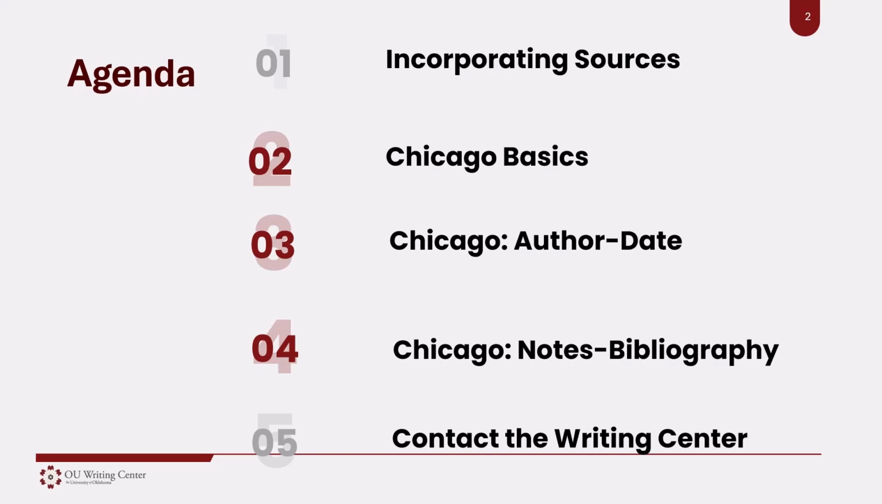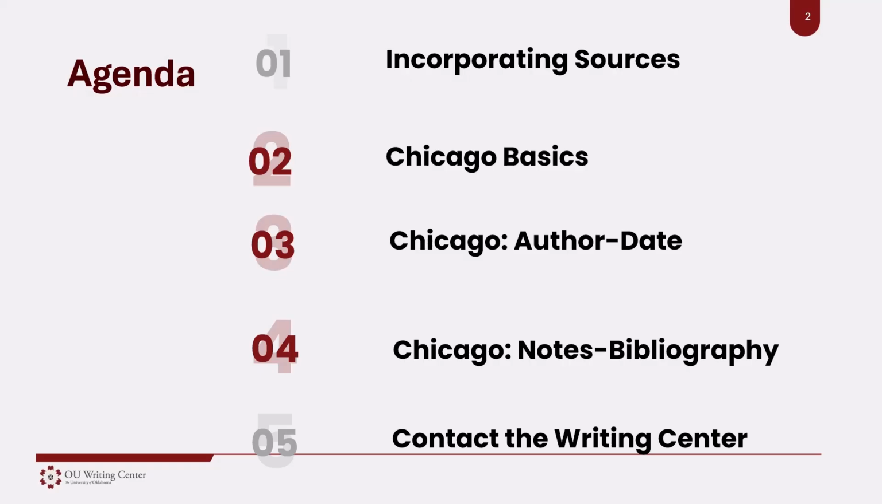Here's the agenda for this presentation. First, we'll talk about the different methods of incorporating our sources into our work. What's the difference between quoting, paraphrasing, and summarizing? Then we'll dive into the basics of Chicago style, how to format your paper, what a title page looks like, and some general requirements. Finally, we'll discuss Chicago's two citation styles, author date style and notes bibliography style, and end with the Writing Center's contact information.